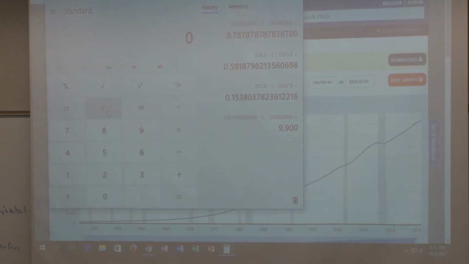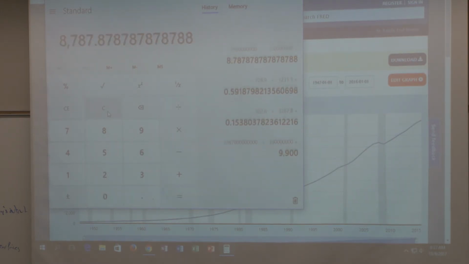That doesn't seem right. 2.9 trillion divided by 330 million, 1, 2, 3, 4, 5, 6. There we go. I knew it was too low. $8,800 per person. That's a lot of money.